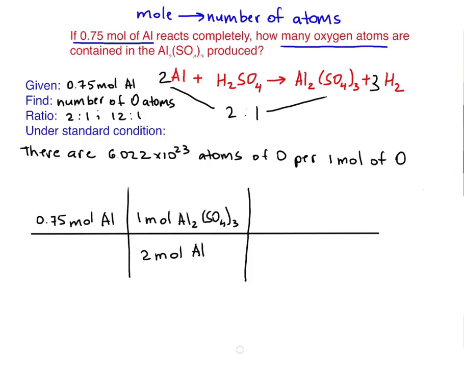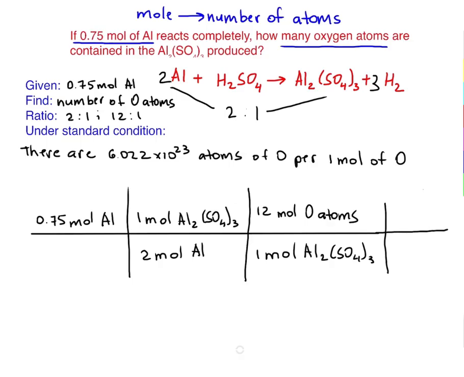And then the next one you write is the mole ratio of oxygen to aluminum sulfate, which is 12 moles of oxygen. Why did I get 12? Because 4 times 3 gives you 12 per 1 mole of aluminum sulfate, Al2(SO4)3. So it's a 12-to-1 ratio. That's the additional thing that you need to do when they ask you to solve for the number of atoms.